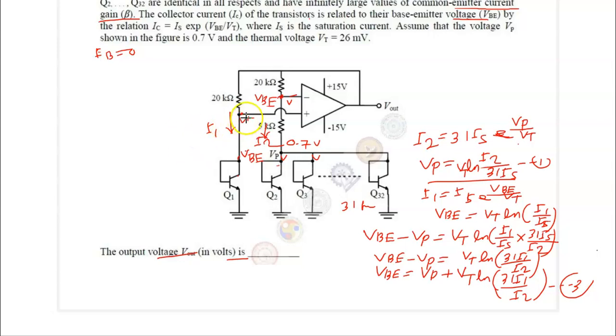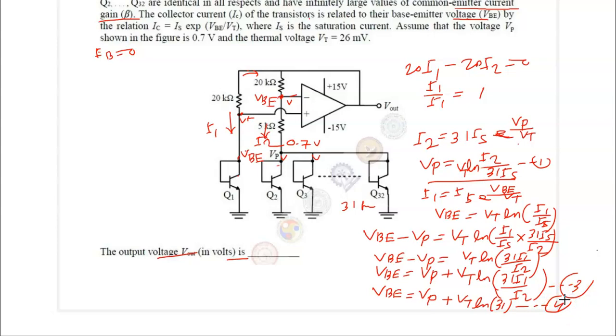If both these potentials are equal, you can put a KVL around this loop. So what you will get? 20 I1 minus 20 I2 equal to 0. That means I1 upon I2 equal to 1. So put these values in 3. So you get VBE is equal to VP plus VT ln 31. Equation 4. Now one part is over.